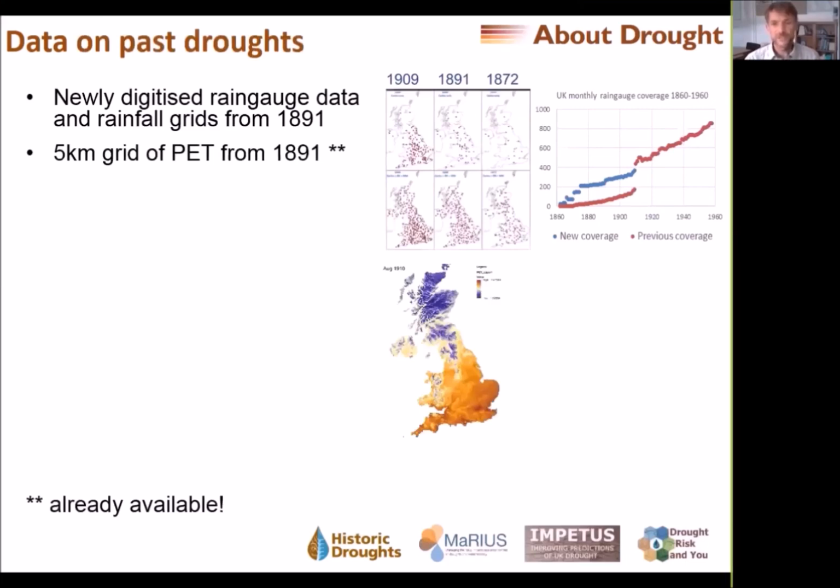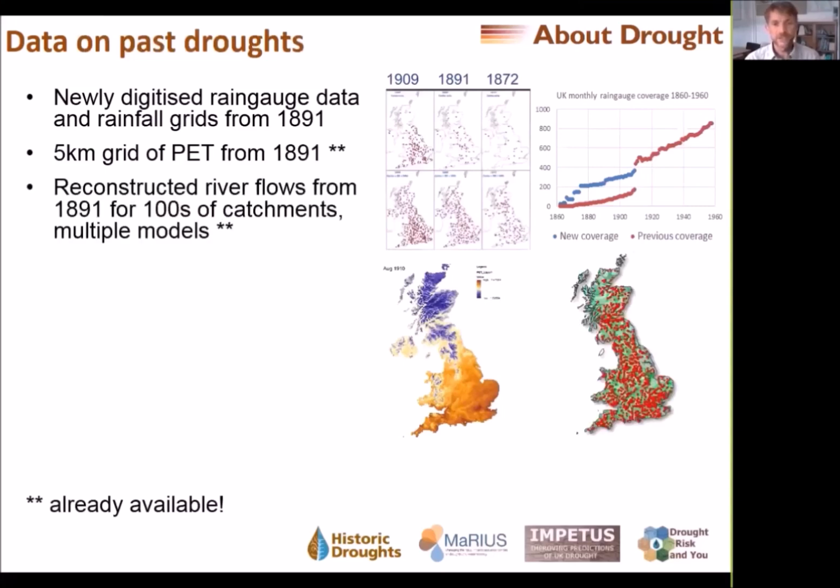They've also increased the coverage of temperature data sets in that same period back to 1891, and we've been working to produce a gridded historic data set of potential evapotranspiration from 1891 to the present day at a 5 kilometre grid scale across the UK. That data set's already out and available. The rain gauge data should be available from the Midas archives shortly.